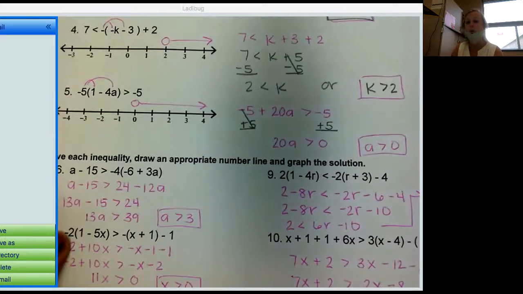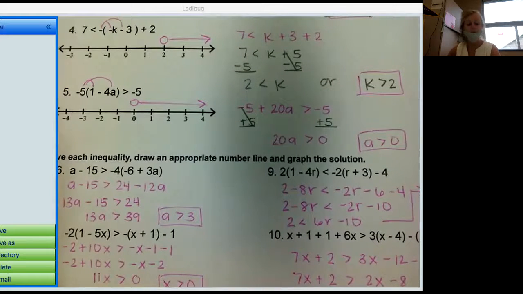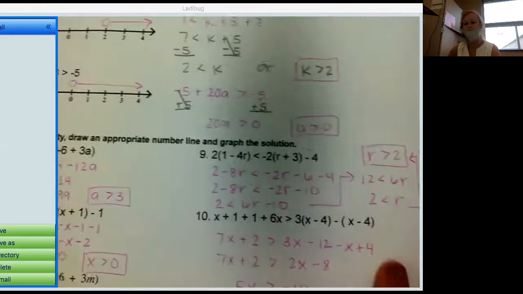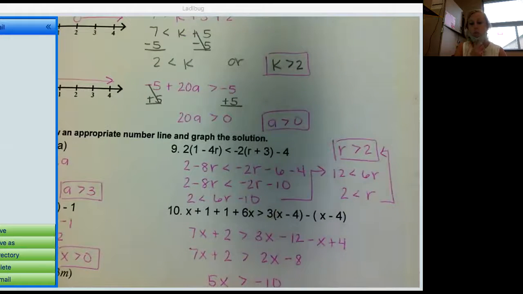All right, I'm gonna keep going then. I just did 7, 8, and 10, so all we need to check is 9. And then you guys should have the graphs for those. So if you need me to graph them, let me know.